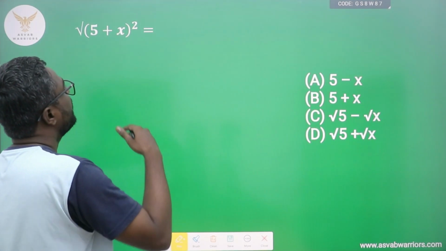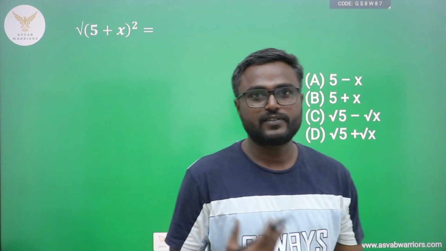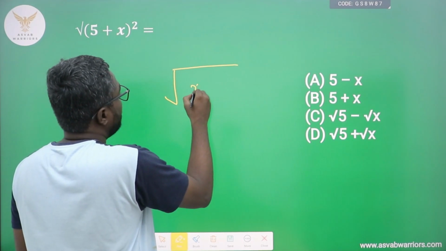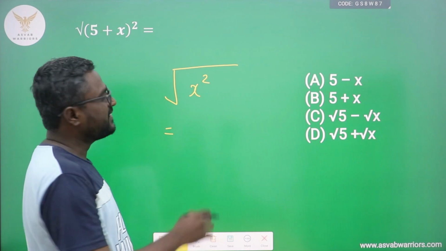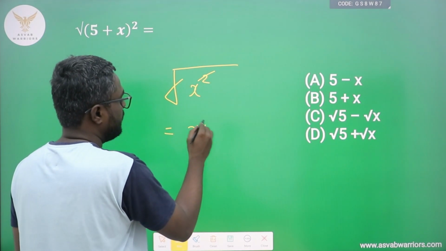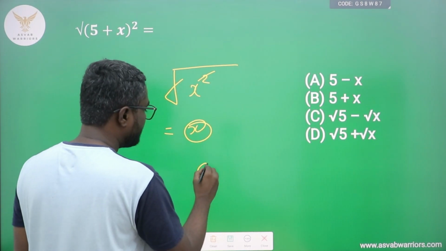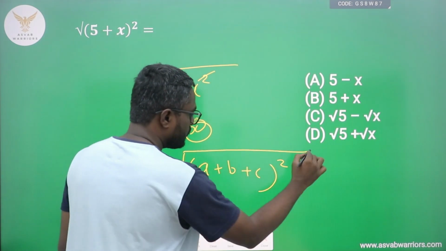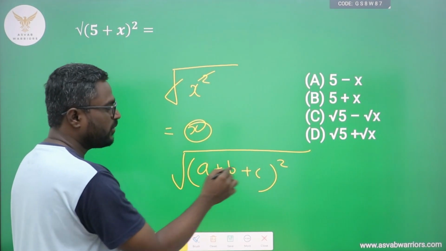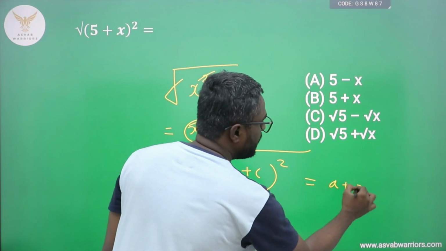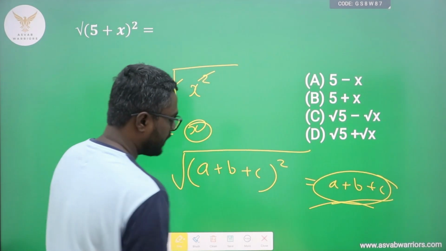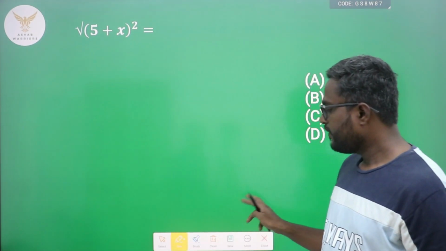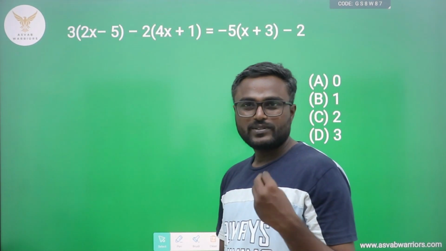So what do we do now? If you find any such kinds of questions, let's say it is under root x square, you can just cancel this square root and square, and this x will come out. If it is like this, a plus b plus c whole square, square root, so square root and square will get cancelled, and the answer will be nothing but a plus b plus c. I hope you have understood this question. Now, let's move on to the next question.